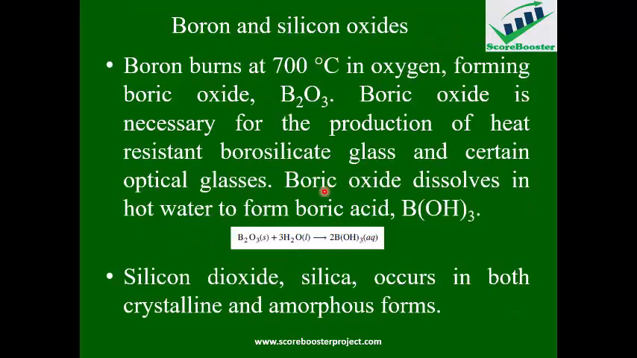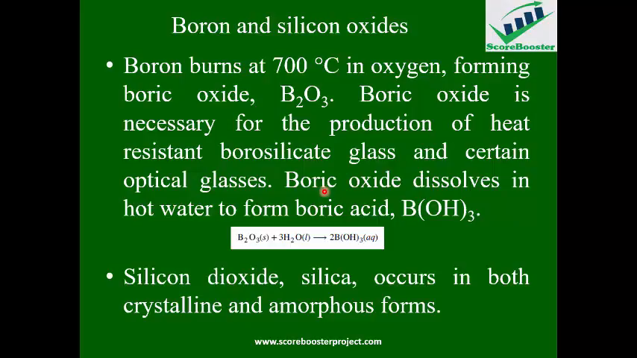Boron burns in oxygen to form boric oxide. Then boric oxide is necessary for production of heat-resistant borosilicate glass. It is in the laboratory. There are many glasses that are used in the laboratory. So all those glasses, some of them are very, very high heat-resistant glasses. All those Pyrex glass, they are made of borosilicate materials and certain optical glasses. So boric oxide dissolves in water to form boric acid. This is the chemistry of the reaction.